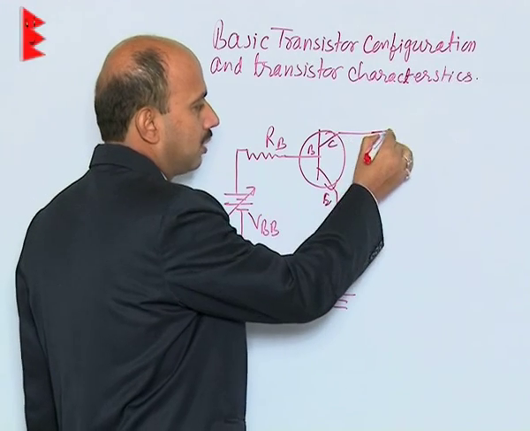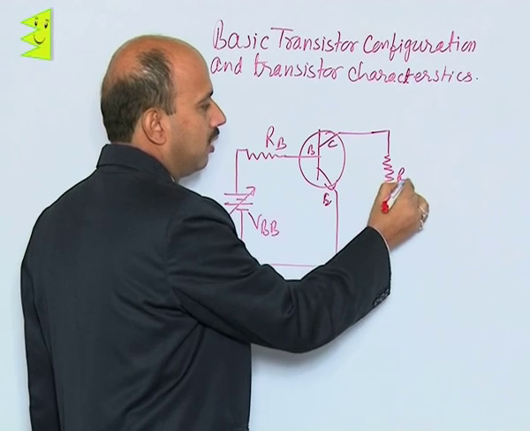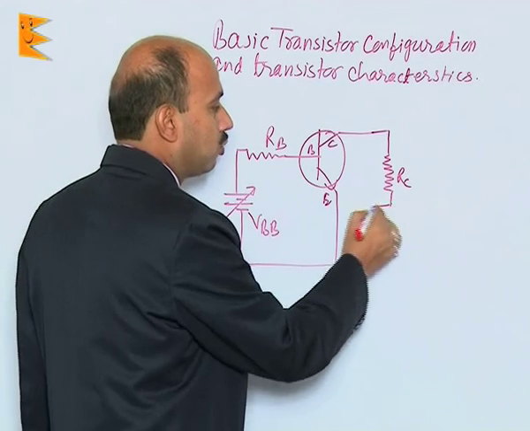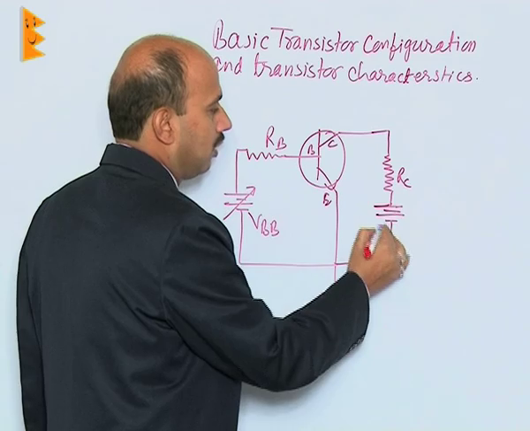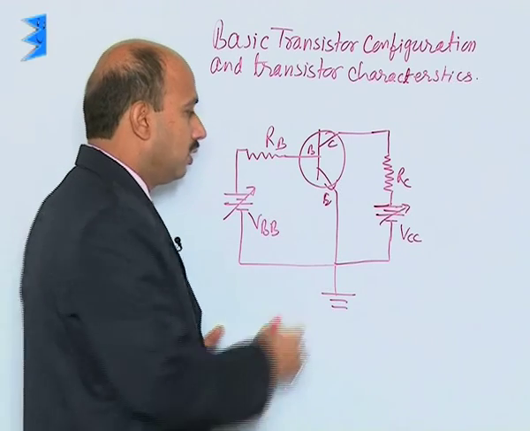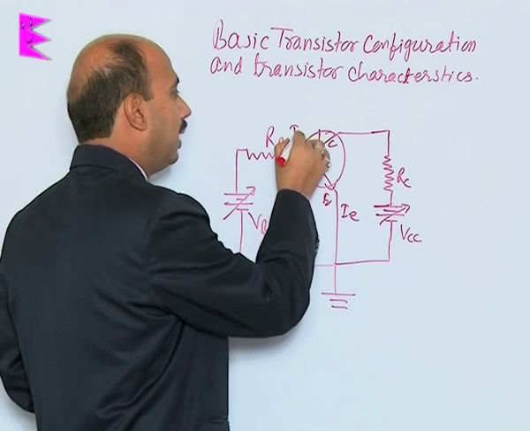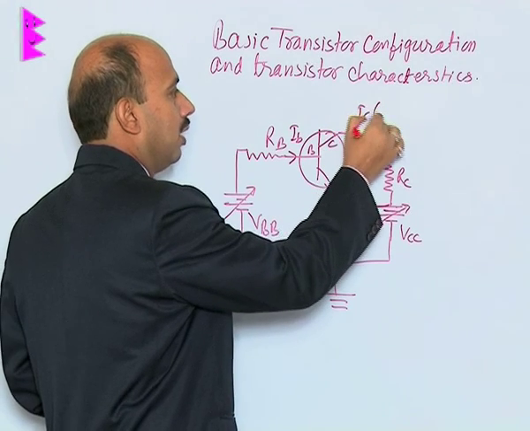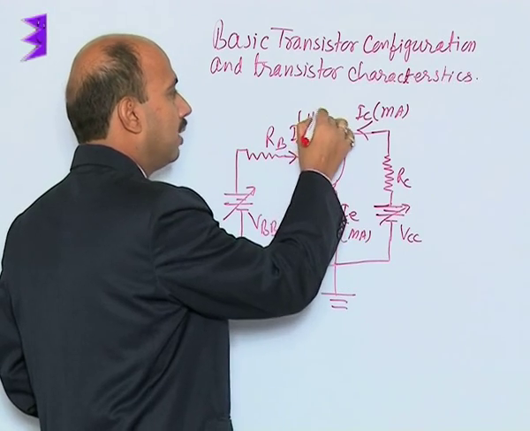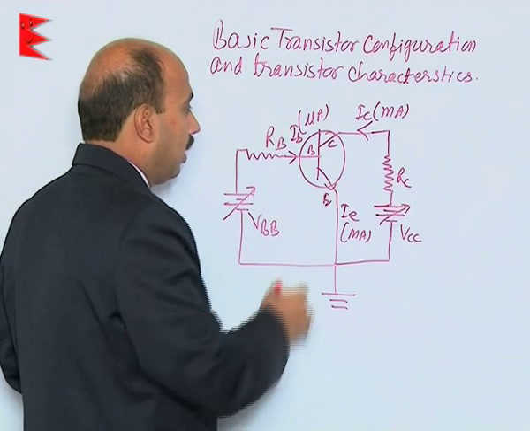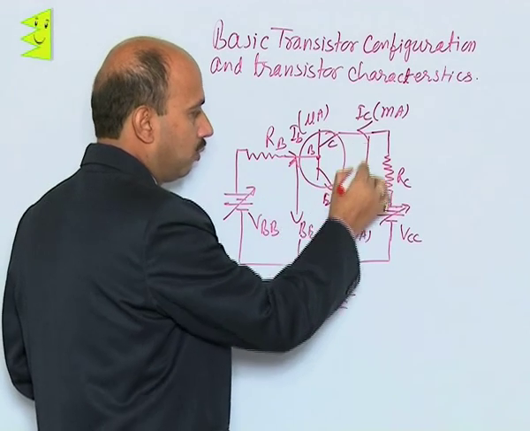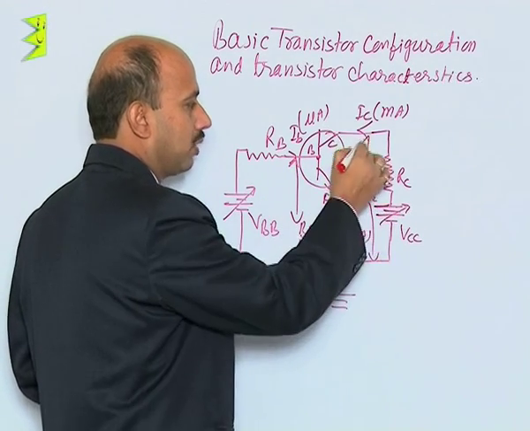Now see here, on the collector side there is a resistance RC, and this is N-P and this is negative, so it has to be kept in reverse bias. So it has to be connected with the positive like this, and this is called VCC. Now in this circuit, this is IE, here you will get IB and here you will get IC. IC is measured in milliampere, IE is measured in milliampere and IB is measured in microampere. There is a voltage between base and emitter called VBE, and also a voltage between collector and emitter called VCE.